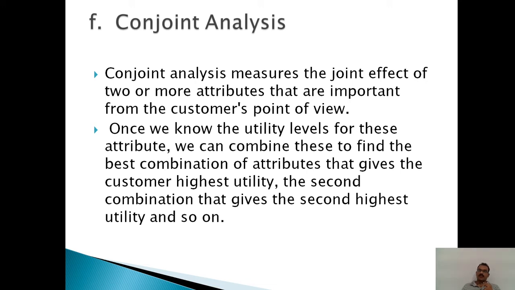Once we know the utility levels for these attributes, we can combine these to find the best combination of attributes that gives the customer the highest utility, and the second combination that gives the second highest utility, and so on. So using this analysis, we measure the joint effect of two or more attributes relating to a particular product or service.